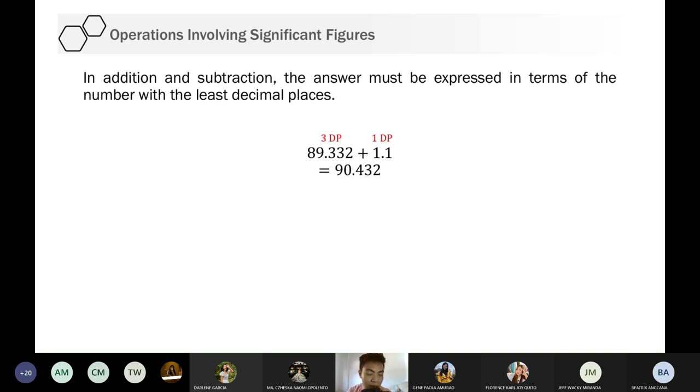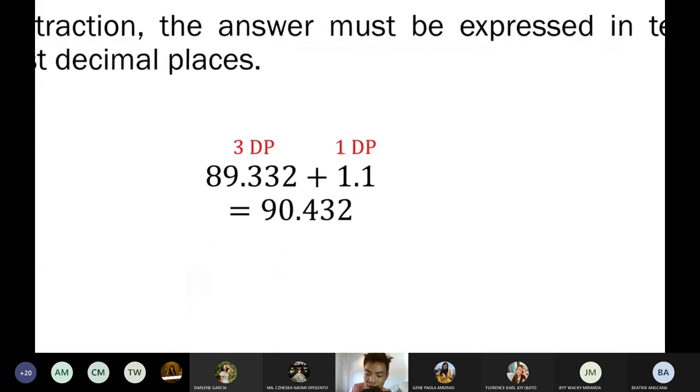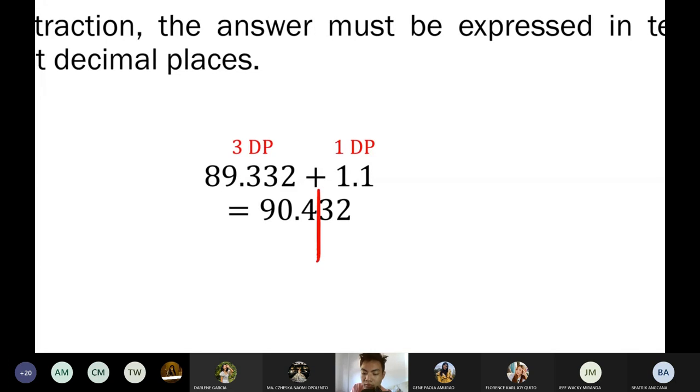However, that number should be rounded off to one decimal place only, okay? Why? Because this number has three decimal places. This one is composed of one decimal place. So according to the rule, we follow the one with the least decimal place. So we follow this one compared to this one, okay? Because this one has the least decimal place. So that means I have to round off my answer to one decimal place, okay? So I have to round it here, okay? So this will be my final answer, 90.4.